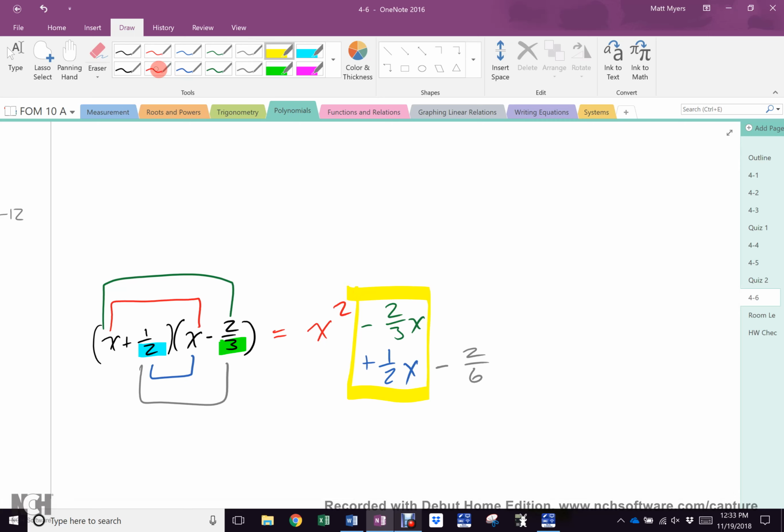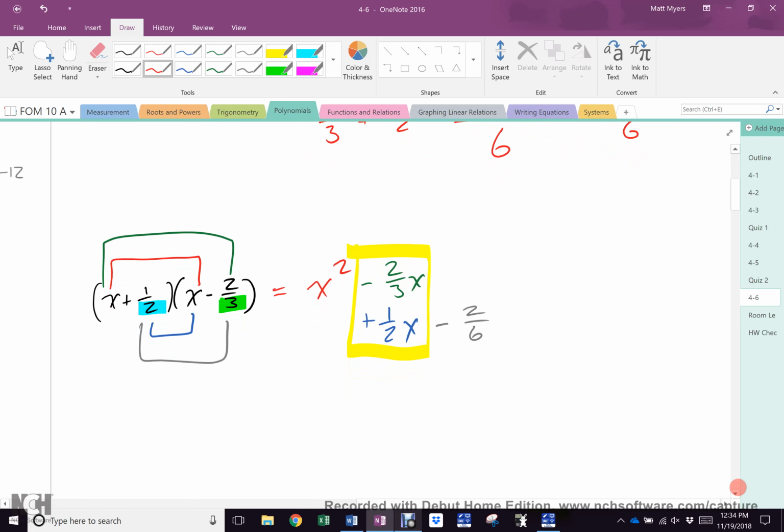Same denominator. So I need to do negative 2/3 plus 1/2. What is the common denominator? 6. What is this then? Negative 4 plus 3. What's negative 4 plus 3? Negative 1/6. Agreed? So now I have x squared minus 1/6 x minus 2/6.